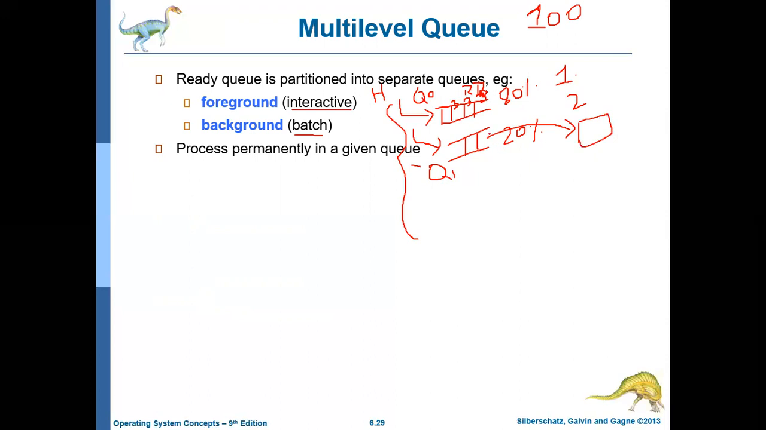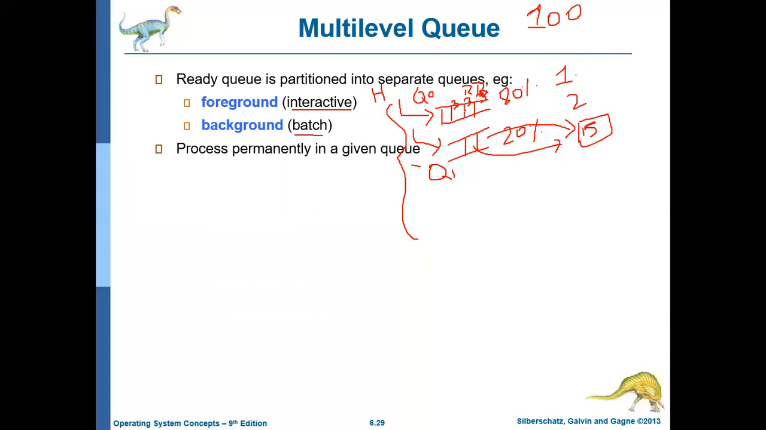It is FCFS, right? So that will execute as long as it needs. Basically it has only 20 milliseconds. So if it executes for 5 milliseconds and finishes, then the operating system will take the next job and give it. That may execute for another 15 milliseconds. So the 20 milliseconds is over.